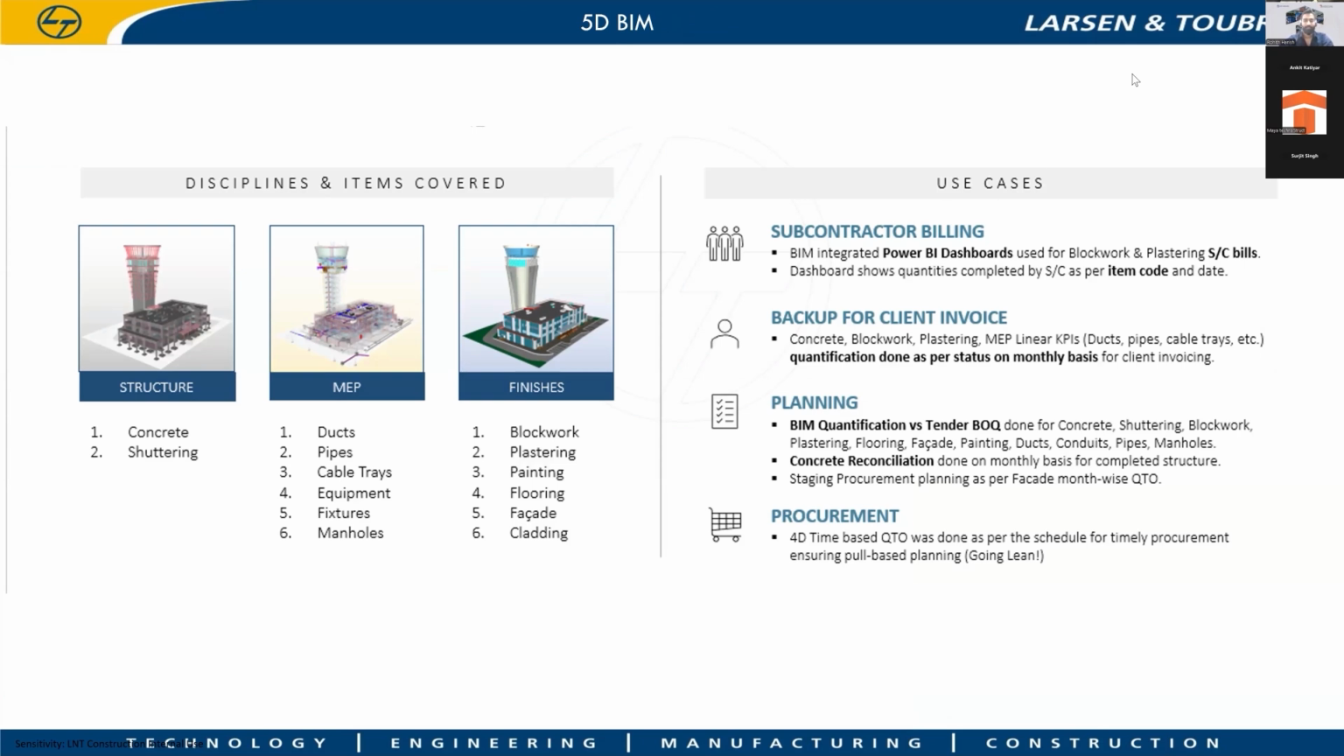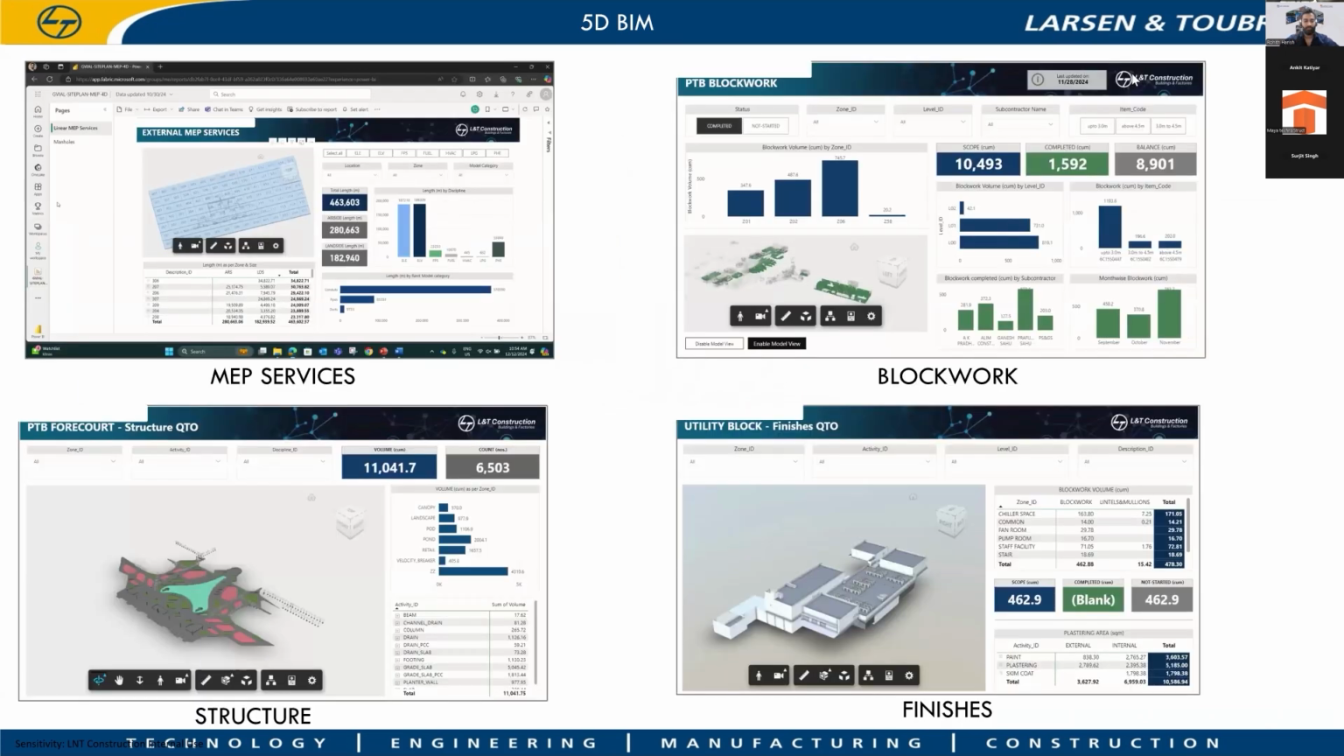Again, coming to 5D. 5D is nothing but extracting the quantity from the model in terms of categories of the elements and materials. You can extract the information from the model and add cost to that, which we call 5D BIM. So here we always take the quantity in a structured way, extracting the concrete, shuttering area, ducts, pipes, cables, all those things, from the 3D model.